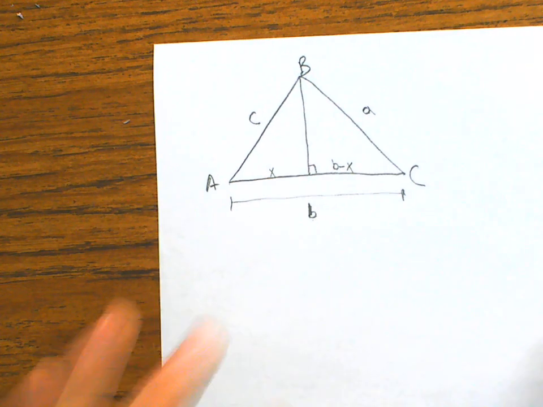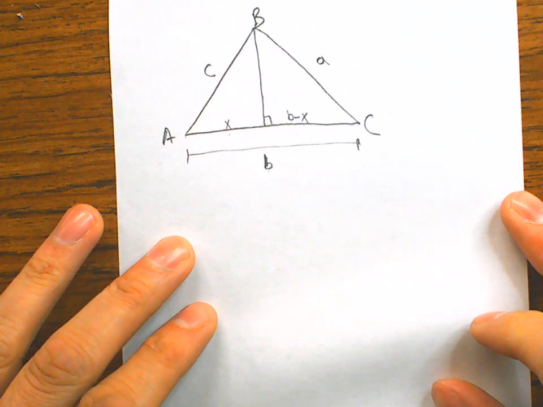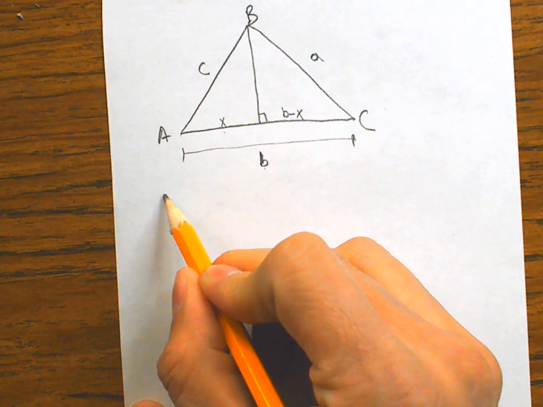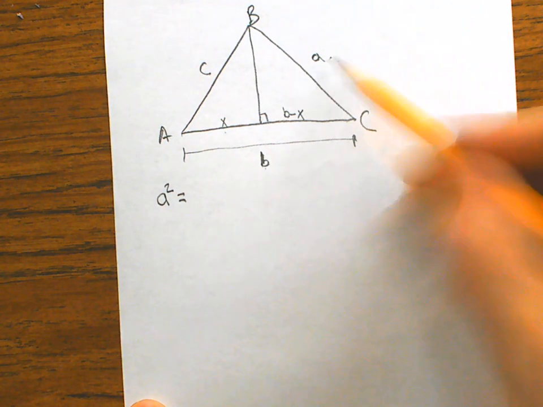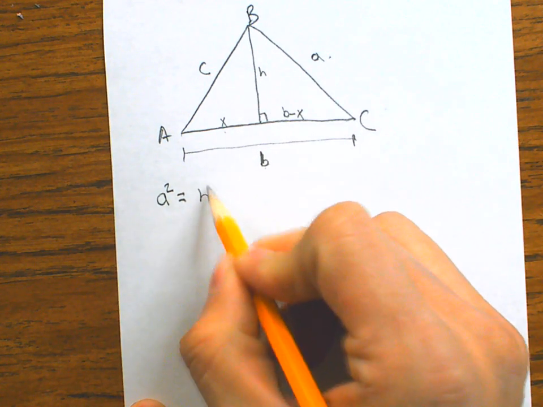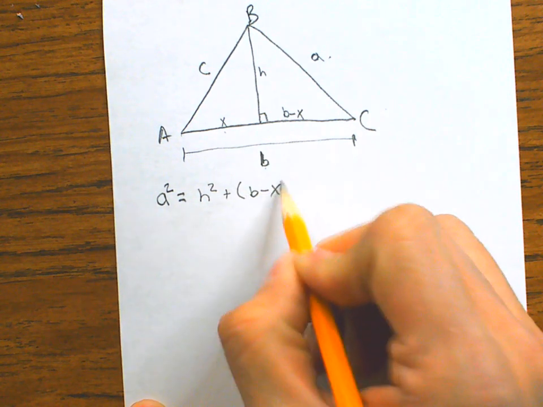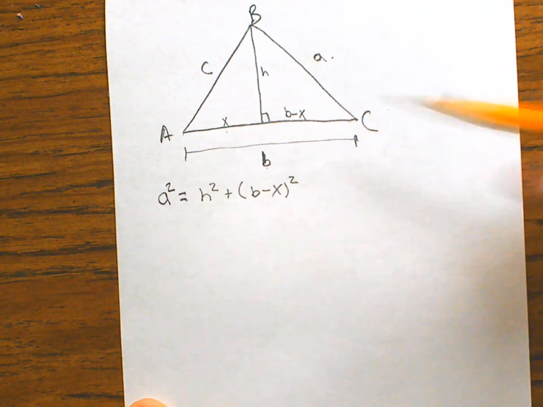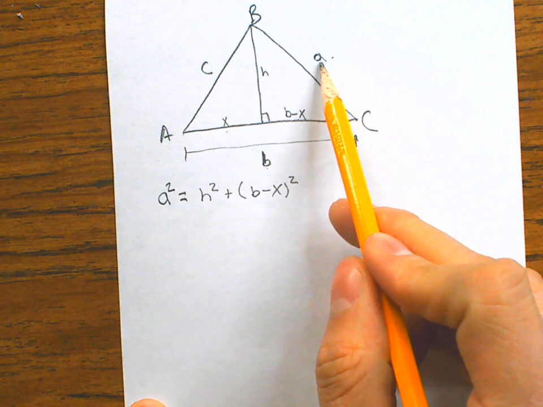All right, so we're going to develop these using the Pythagorean theorem. Would you agree that a squared is equal to h squared plus (b minus x) quantity squared? It makes sense, right? Pythagorean theorem: this quantity squared plus this quantity squared equals this right here.